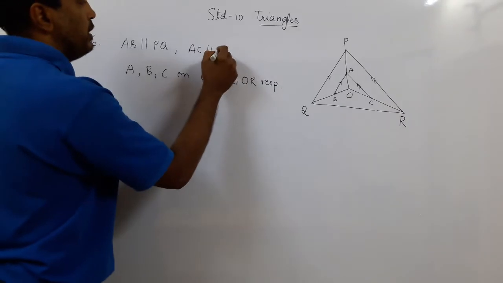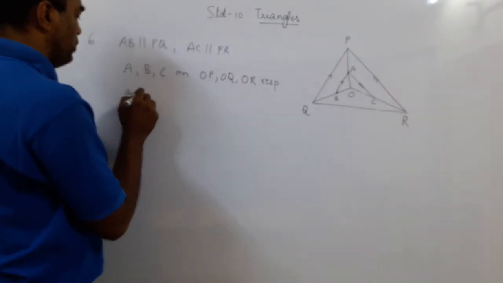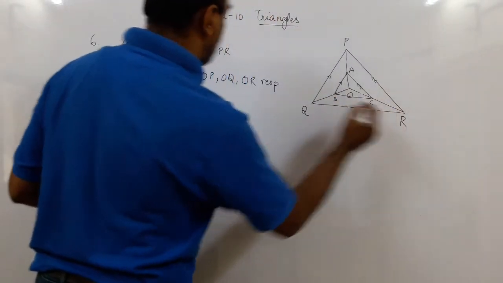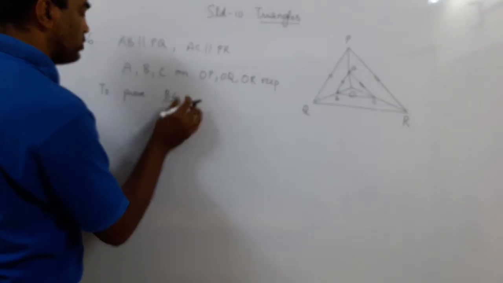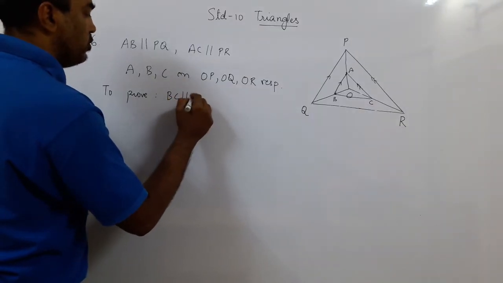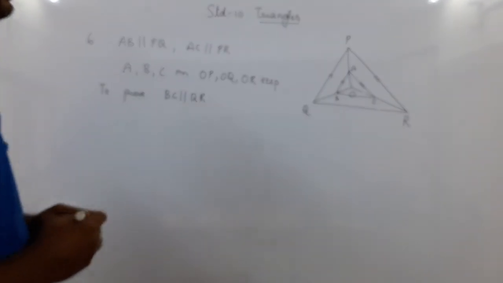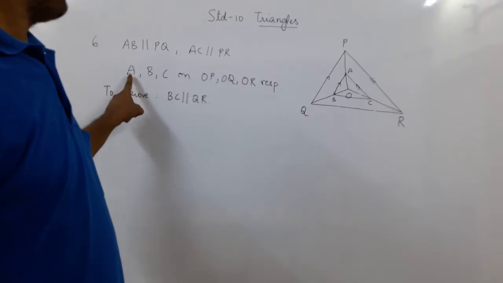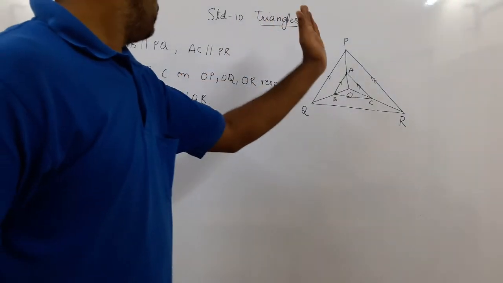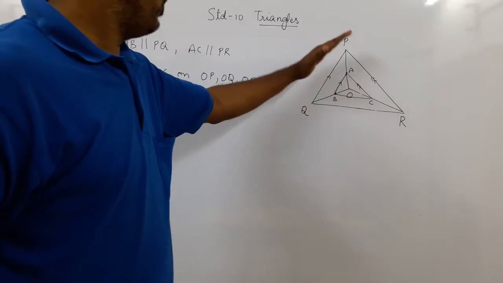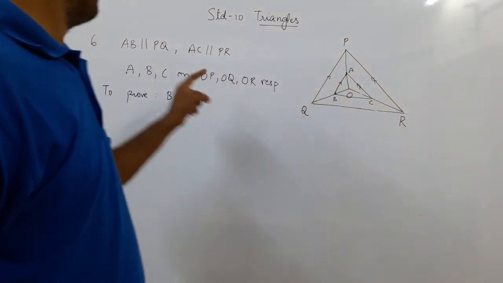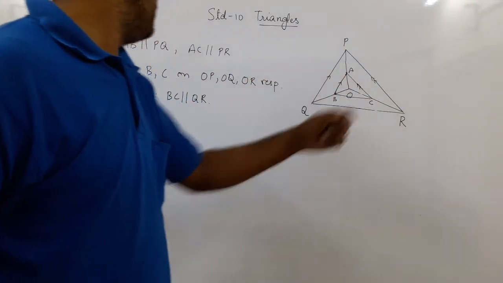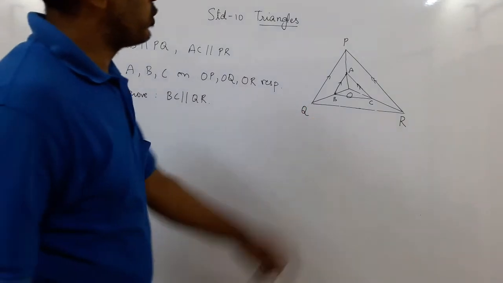And we have to prove that BC is parallel to QR. So this is sum number 6. We are given triangle PQR, a point O in between. Then we have points ABC on OP, OQ and OR respectively, such that AB is parallel to PQ and AC is parallel to PR. We have to prove BC is parallel to QR.